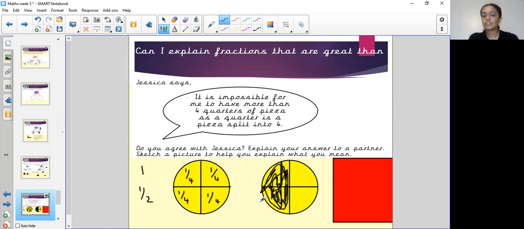So essentially, a pizza cannot have more than 4 when split into quarters. It only has 4. So whatever it is that we're folding, be it a square piece of paper into quarters, we would only end up with 4 quarters because we know that 4 quarters makes 1 whole.